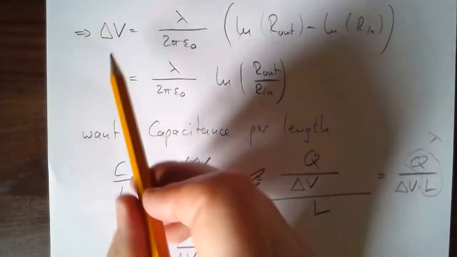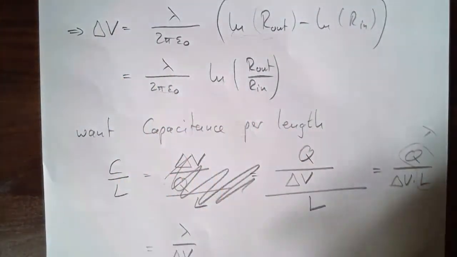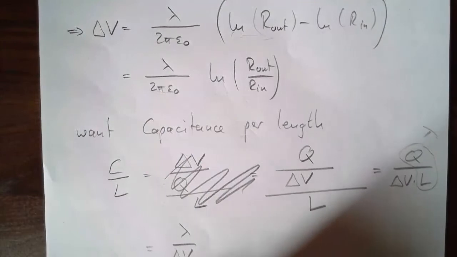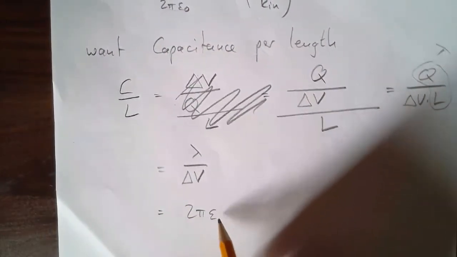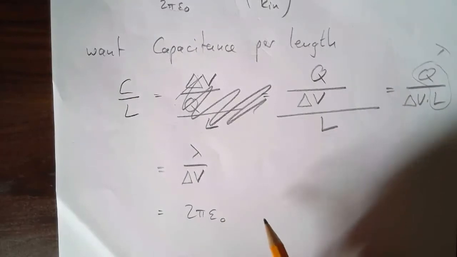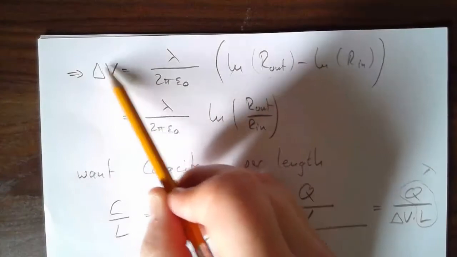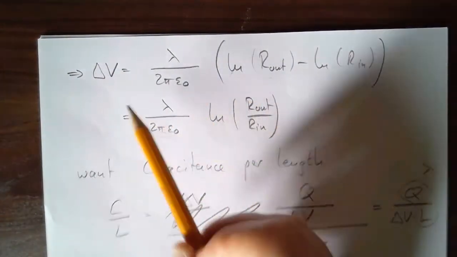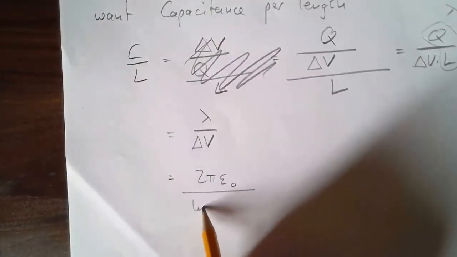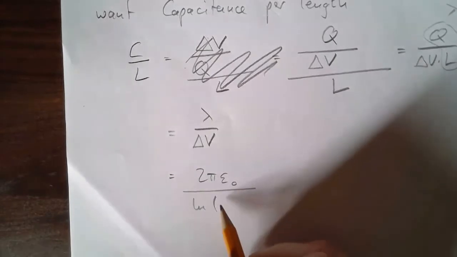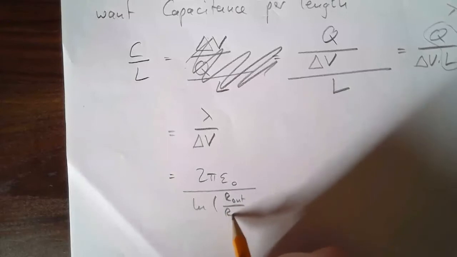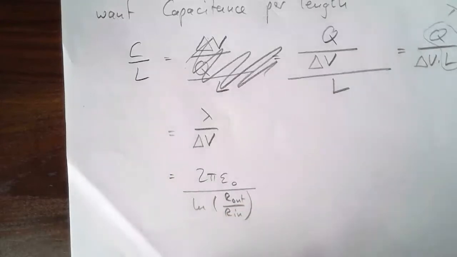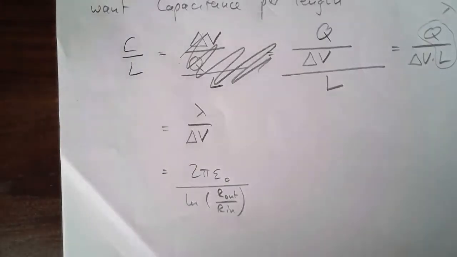Now if I rearrange this equation, delta V is equal to this, I am going to get 2 pi epsilon 0, multiplying, divide by delta V, take this over, this goes over, so I've got to divide by the log of R outer divided by R inner. That's my expression for the capacitance.